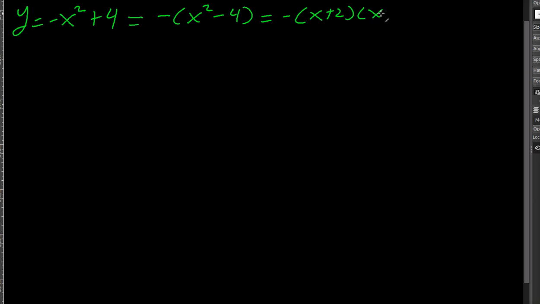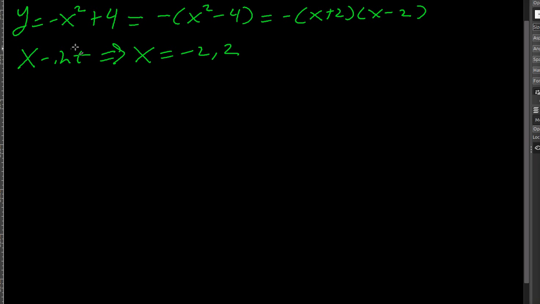All right, let's look at an equation like y equals negative x squared plus 4. Now, I'm going to make this a little easier for myself, so I'm going to factor out the negative sign. That way I have a difference of squares. I have x plus 2, x minus 2. Okay, now from that, if I'm finding the x and y intercepts, this is going to be pretty easy because the x-intercept is obviously x equals negative 2 and 2.